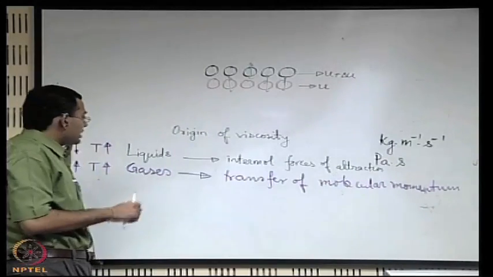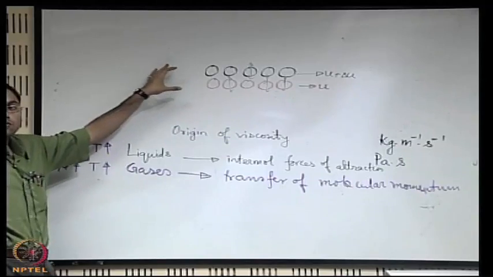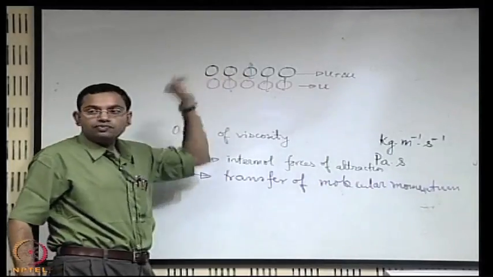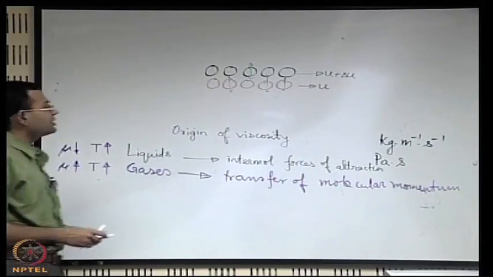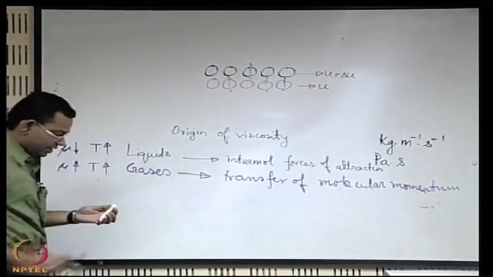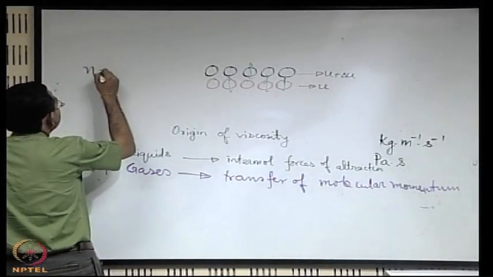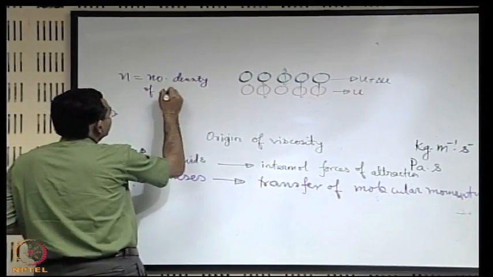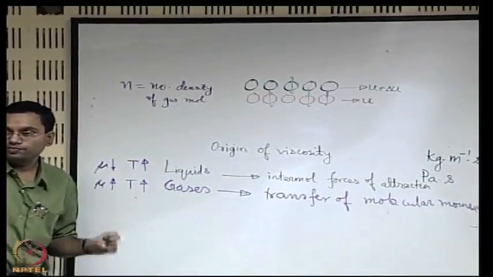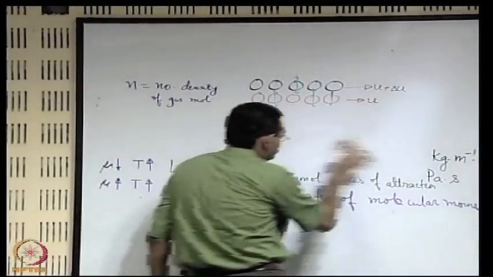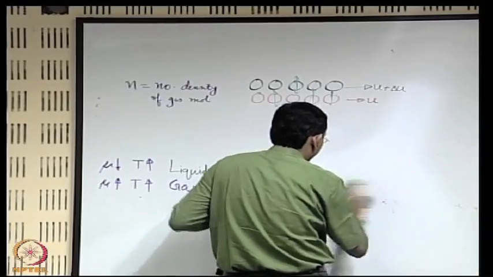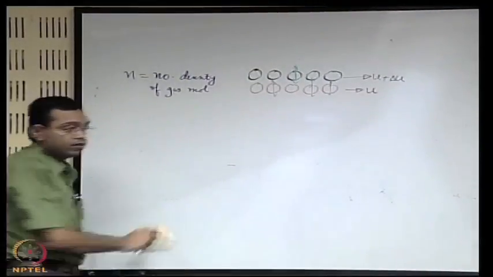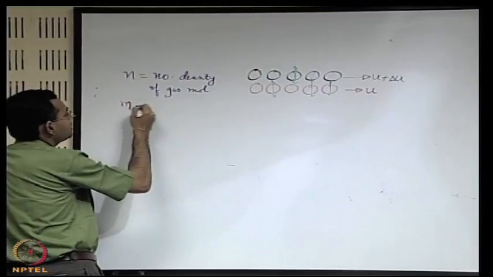Now just as an example for gases, let us try to see whether we may quantify the viscosity for ideal gases through the concept of exchange of molecular momentum. So let us say that n is the number density of the gas molecules. Number density means basically the number of gas molecules per unit volume. So with this number density and with this type of interaction, let us see what is the extent of exchange of molecular momentum. Let us say that m is the mass of each molecule.